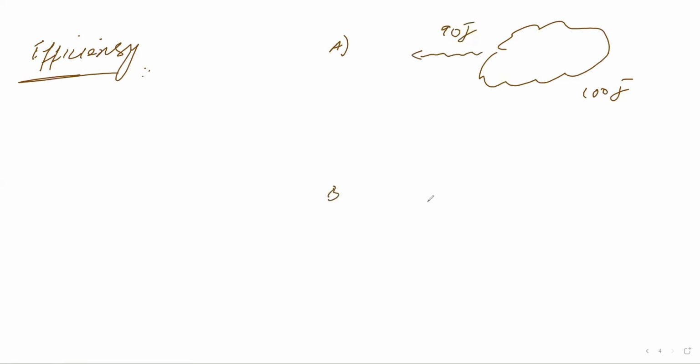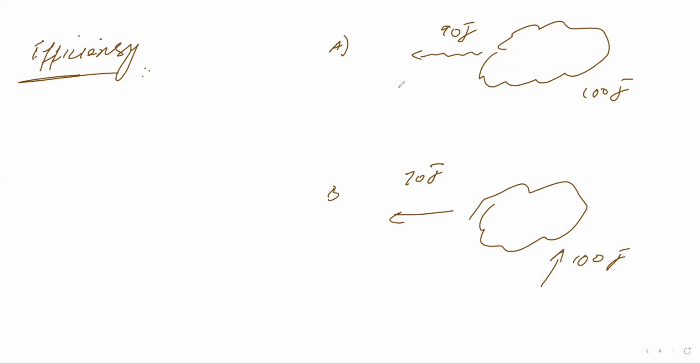And then there is a car B. You're giving an input energy to car B, which is also 100 joules, but that car is doing an output work done of, for example, 70 joules. So car A is said to be more efficient than this one, right? Because you can see the ratio is smaller as compared to car A.